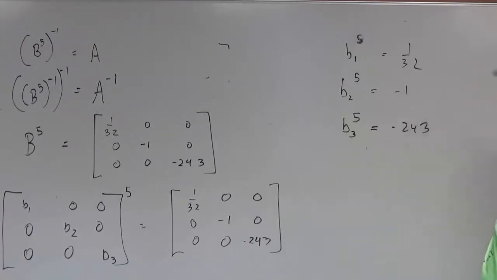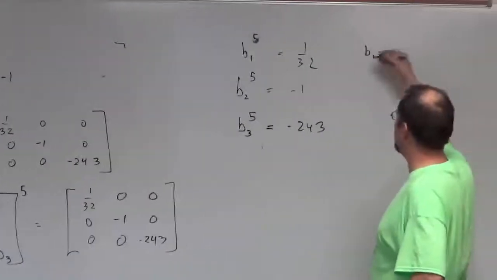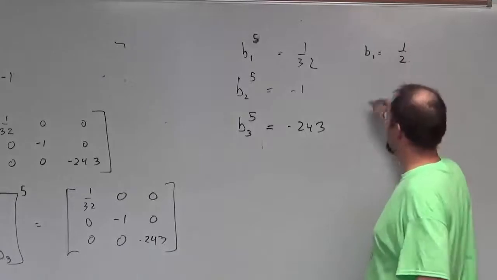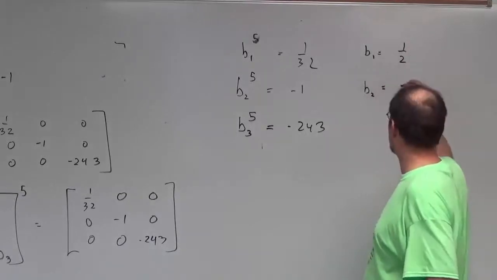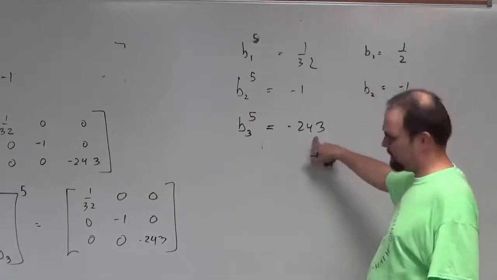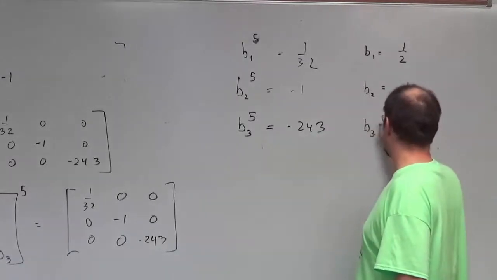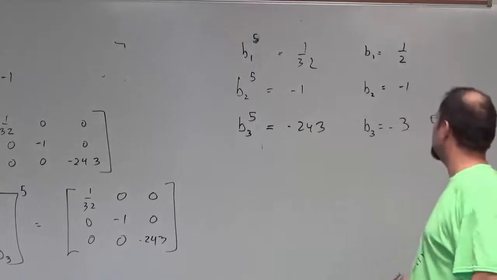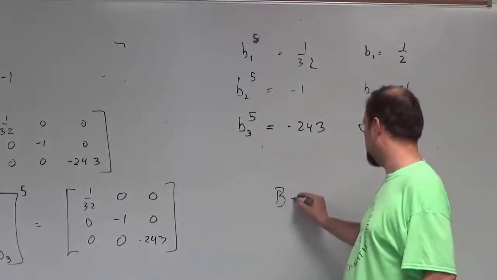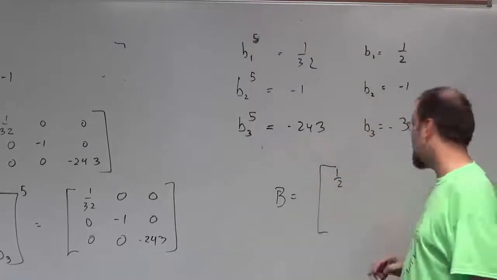Now we can take the 5th roots of our numbers here. So what's the 5th root of 32? The 5th root of 1 over 32 would be 1/2. And the 5th root of -1 is -1, since -1 to the power 5 is -1. And what's the 5th root of -243? Negative, yeah, so -3. So indeed, we are able to find the matrix B, which raised to the power of 5 and then inverted gives you the matrix A.